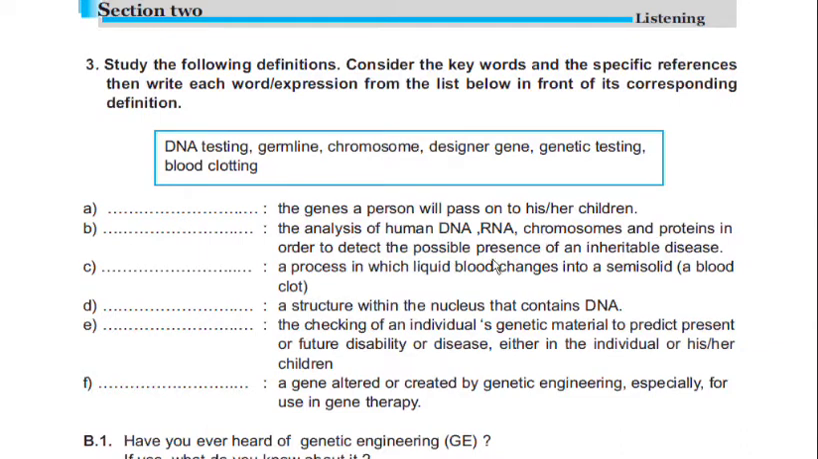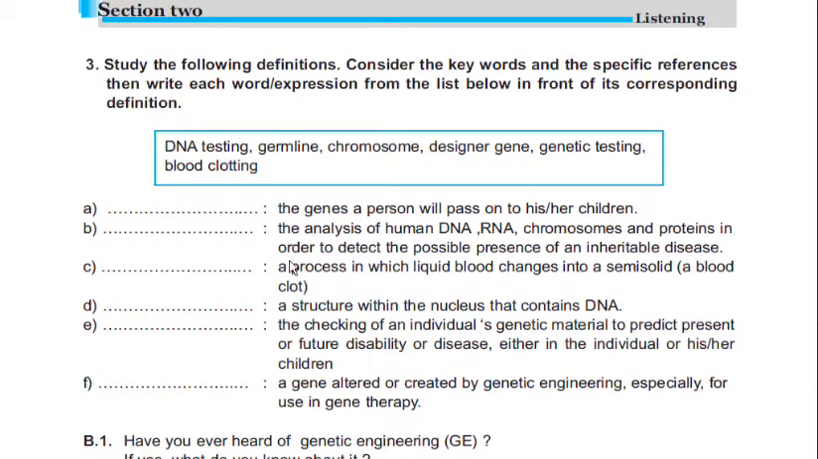The analysis of a human DNA or RNA, recombinant DNA, chromosomes and proteins in order to detect the possible presence of an inheritable disease. Making an analysis of human DNA to detect if there is a possibility for an inheritable disease to be passed on from parents to children and from children to grandchildren. So because it is an analysis, that is going to be a genetic testing or a DNA testing. We're talking about DNA testing here.